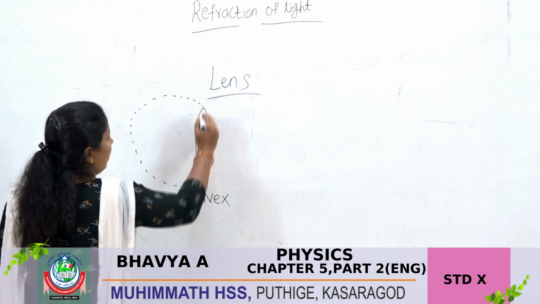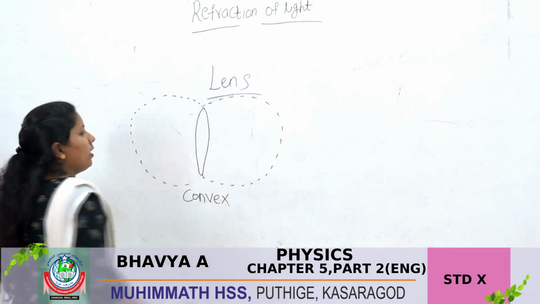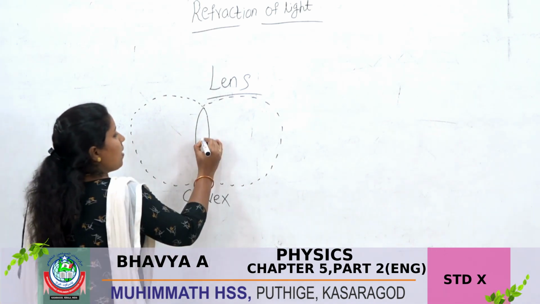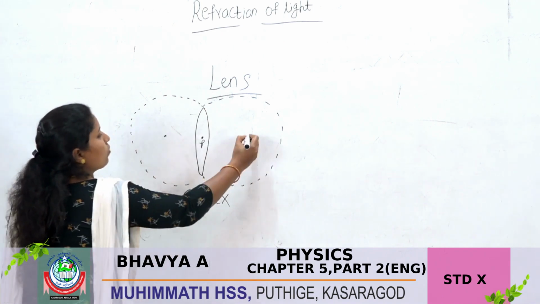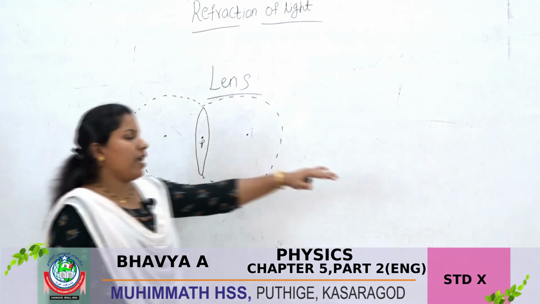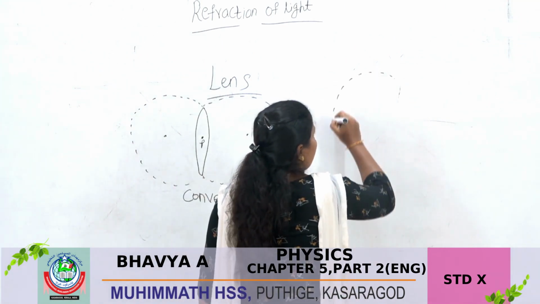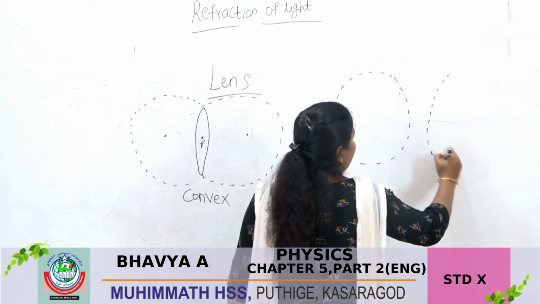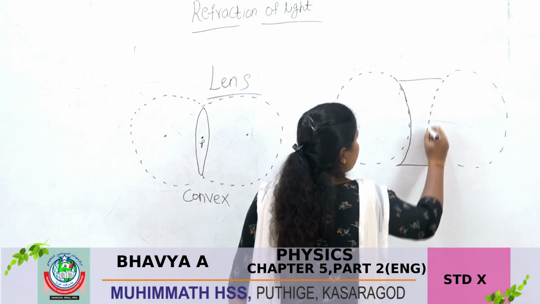So in between these two imaginary circles, we get this convex lens. This is represented by P, called the optic center. The center of the imaginary circle is the center of curvature. A similar process applies to a concave lens. In between these imaginary lines, we get the concave lens. This is called a concave lens.